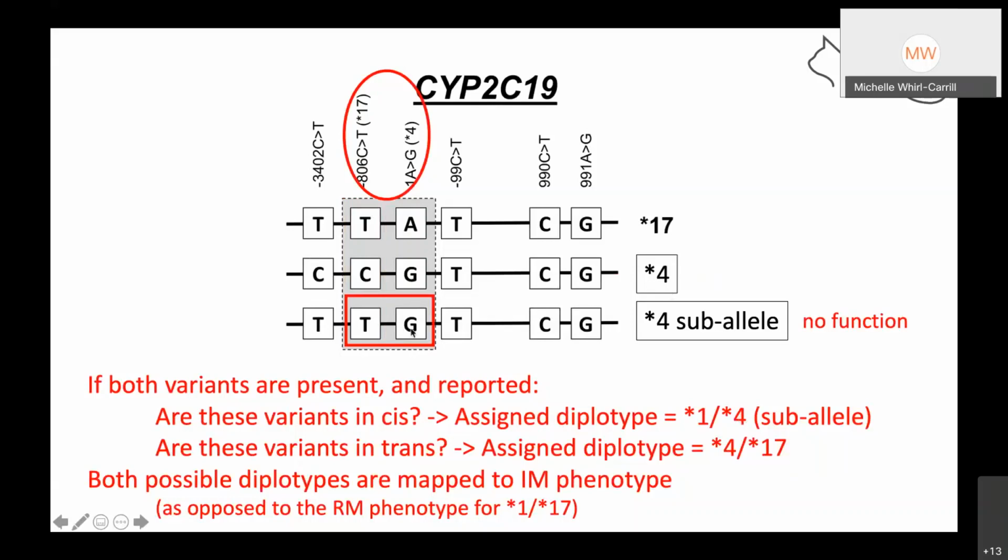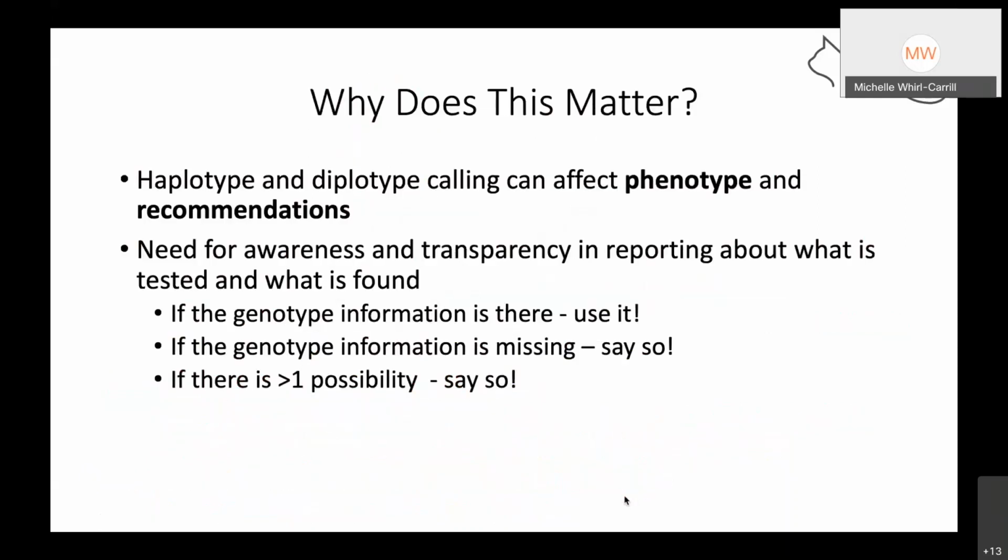If you know that these are together on one chromosome, then you're a star 1, star 4 suballele. If you don't know whether or not these are on the same chromosome, you'd be star 17, star 4. That's still an intermediate phenotype. So the difference is, why does this matter?